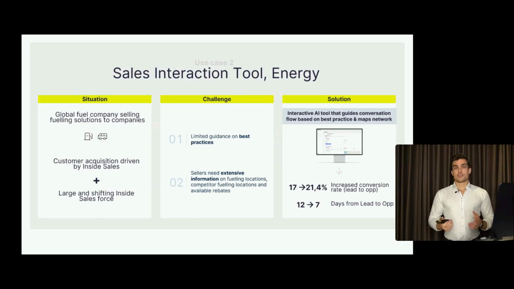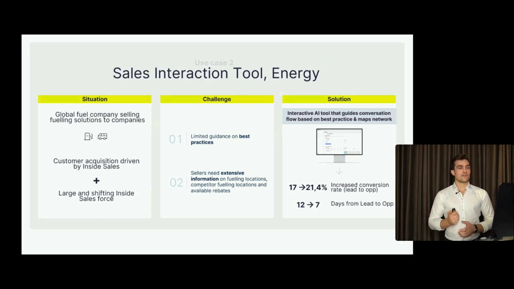The impact of this is that the lead conversion rate increased by 4.5 percentage points. So it's almost a 25% increase, which is quite substantial. And also the days from lead to opportunity dropped from 12 to 7, meaning that the overall sales velocity was greatly increased by this new tool to help guide and onboard and help the inside sellers sell more.